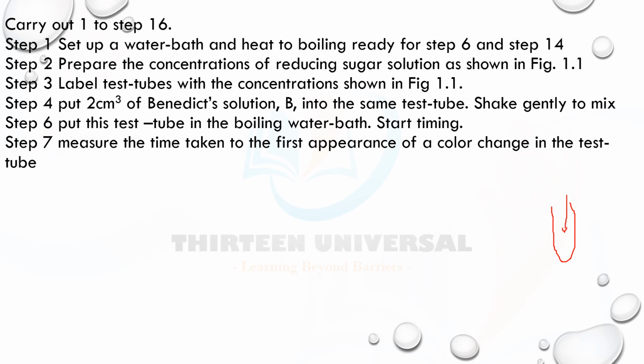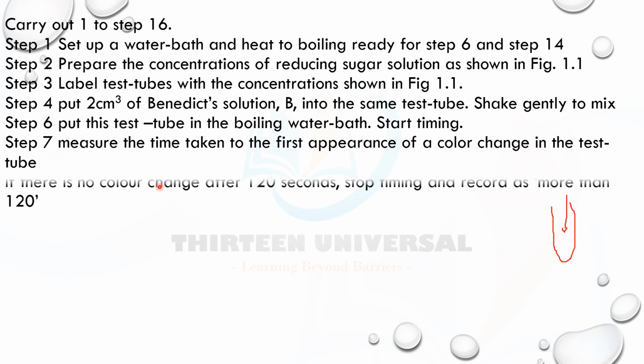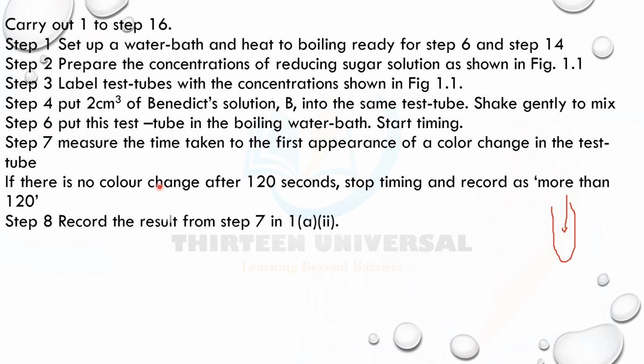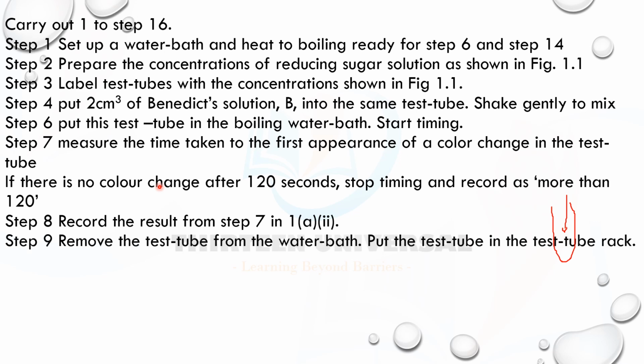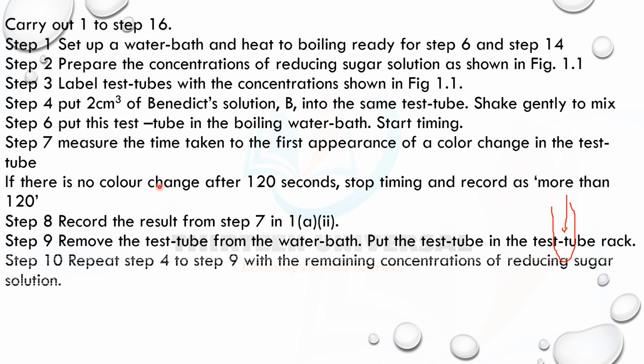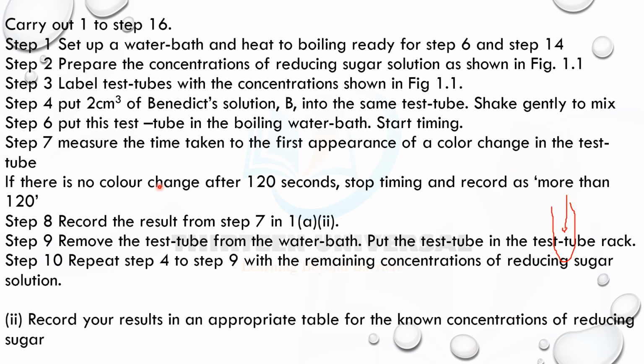So they say you should measure the time for first appearance of color in the test tube, and if there is no color change after 120 seconds, stop timing and record as more than 120. All right, and then step 8, record the result from step 7 in step 1. So guys, remove the test tube from the water, put the test tube in the test tube rack. Repeat step 4 to 9 with remaining concentration of reducing sugar, and then of course record the answer, guys.